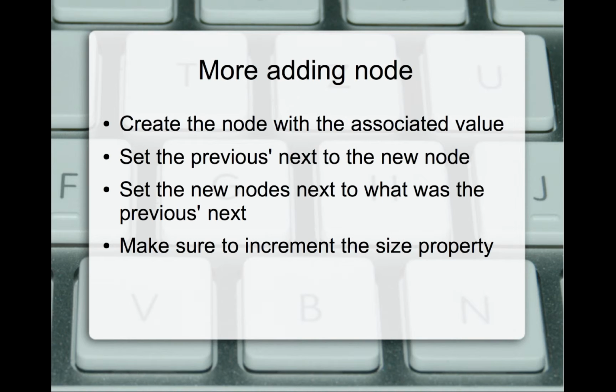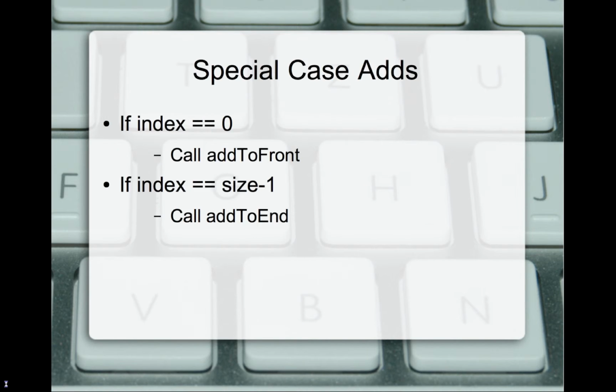We do have to also make sure that we increment the size property. We want to make sure that the size of our list accurately reflects what is inside it. So when we call add at index or add at front or otherwise, we need to make sure that we properly increment the size of the list. This can be done either with a method or by simply doing ++.